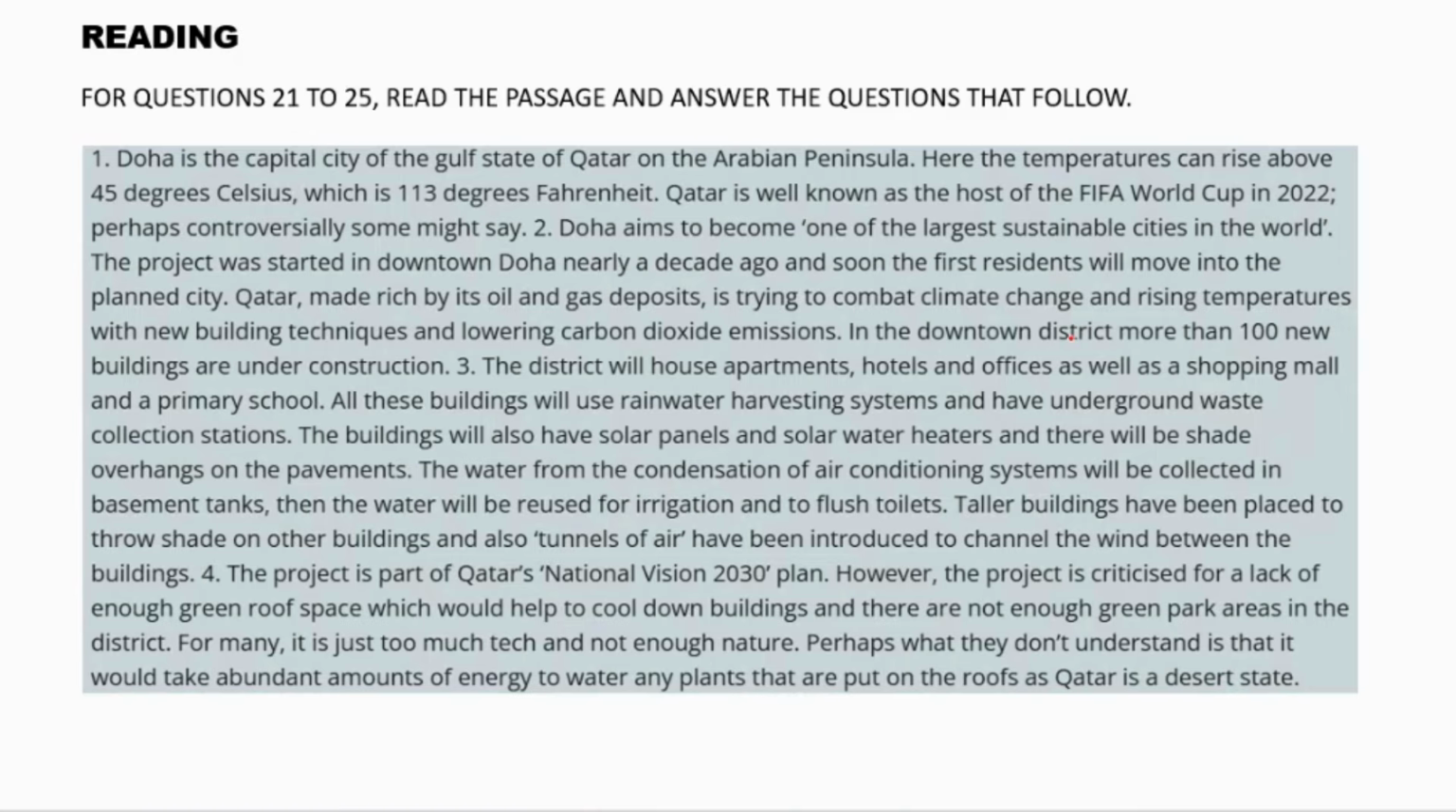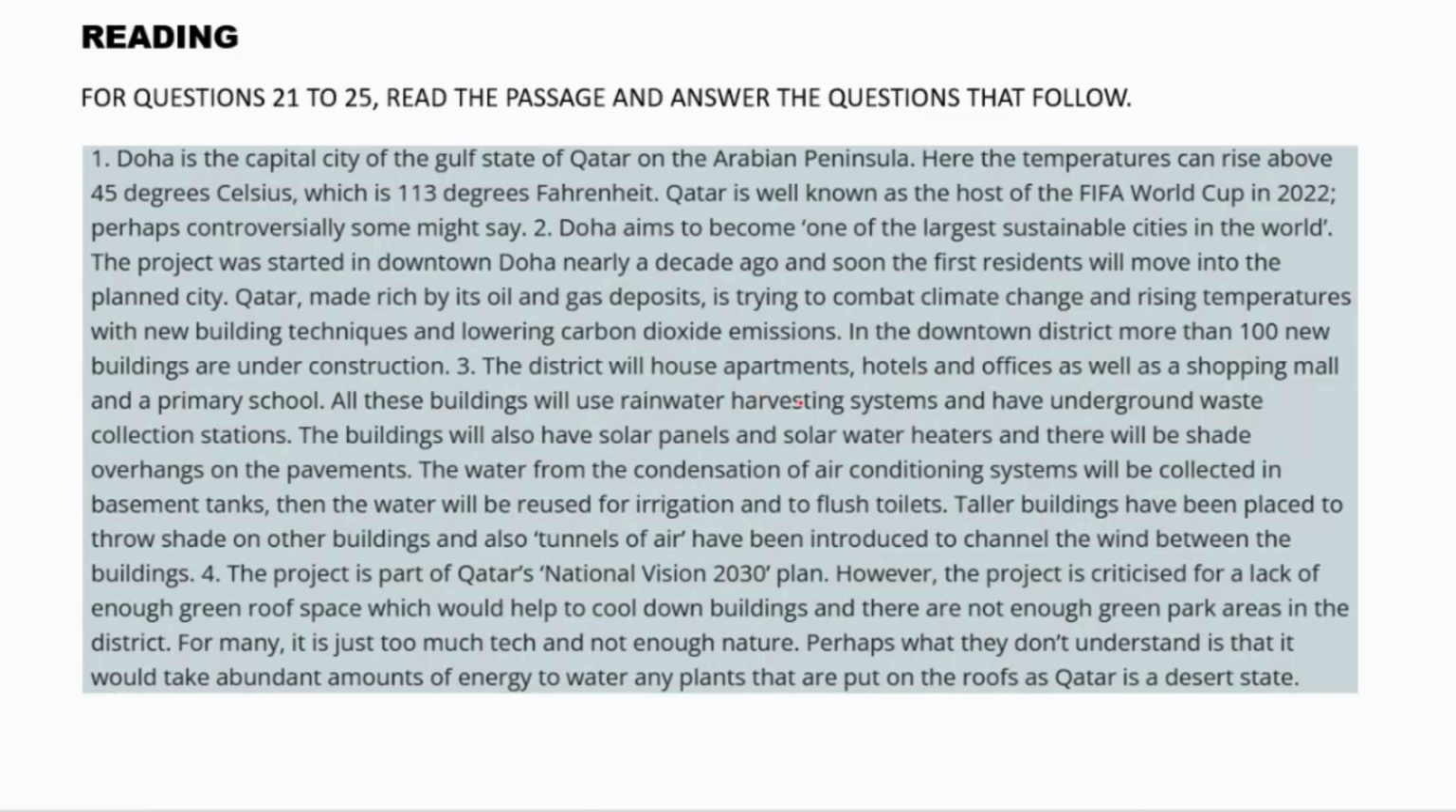The project was started in downtown Doha nearly a decade ago, and soon the first residents will move into the planned city. Qatar, made rich by its oil and gas deposits, is trying to combat climate change and rising temperatures with new building techniques and lowering carbon dioxide emissions. In the downtown district, more than 100 new buildings are under construction. The district will house apartments, hotels, and offices, as well as a shopping mall and a primary school.